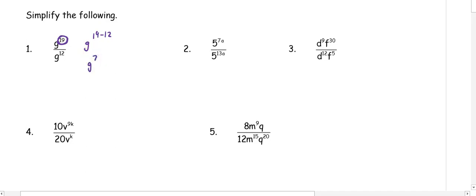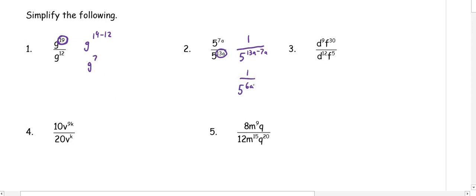In number 2, we have 5 to the 7a over 5 to the 13a. Since 13a is the larger exponent, this time we're going to end up in the denominator. So we're going to have 5 to the 13a minus 7a, and since there's nothing left in the numerator, we're just going to put a 1. So when we subtract, we get 1 over 5 to the 6a.